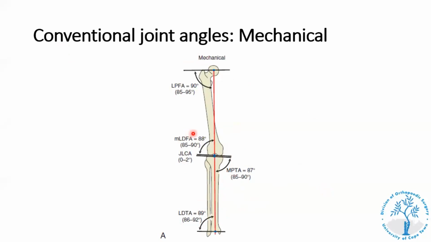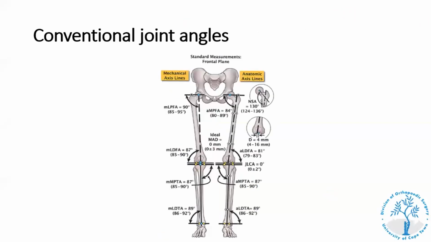For the proximal femur, there's a variety of angles used. Actually, the lateral proximal femoral angle that they note here is very variable because of the variable shape of the greater trochanter. So in the proximal femur, the most accurate measure to use is the neck shaft angle.